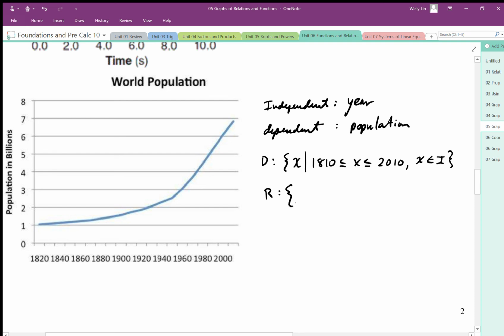So we're going to do y the same. It's going to be from 1 billion all the way up to, it looks like, about 6.9 billion. And then we'll say that, again, x is an integer. In fact, we can even say that it's a whole number, a natural number, if we really want to be picky about this.